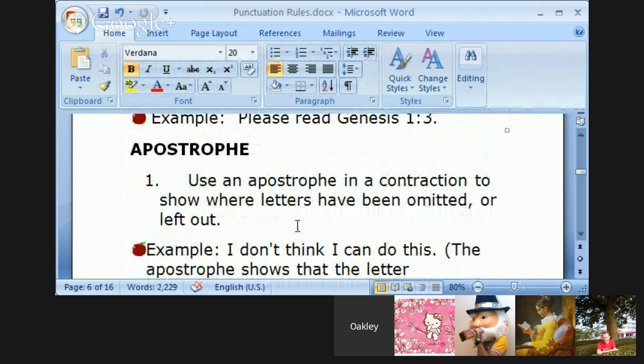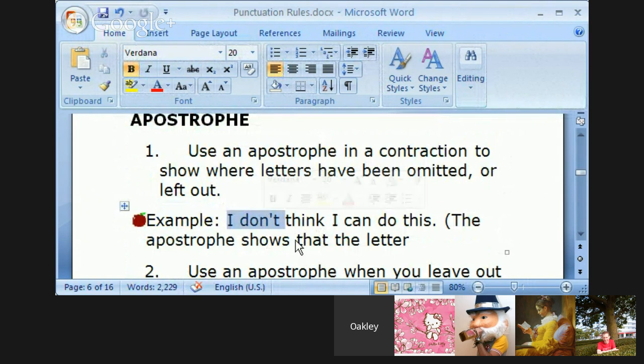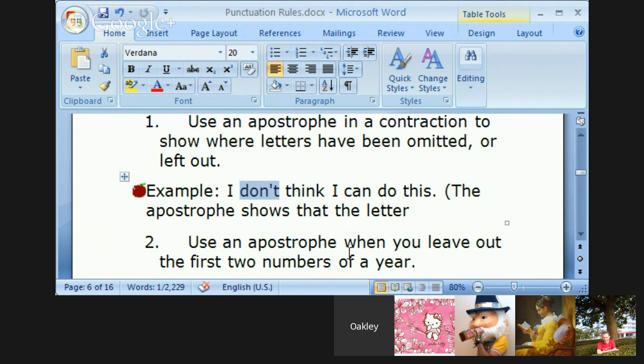All right, first of all, apostrophe is used in any contraction. Don't, won't, can't, I'm, we're, I'd, where letters have been omitted or left out. The apostrophe is basically a substitute for the letter. So instead of do not, the O in not is missing, right? So, of course, there's tons of these. Pronouns and auxiliary verb contractions. That's quite obvious.